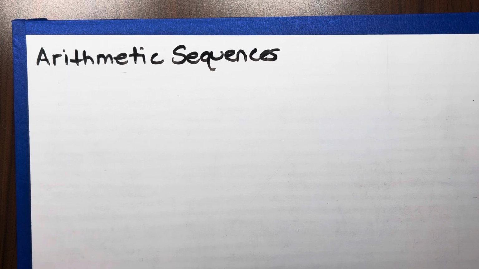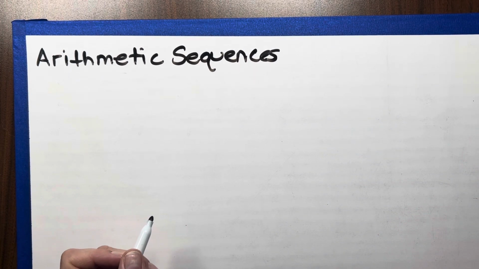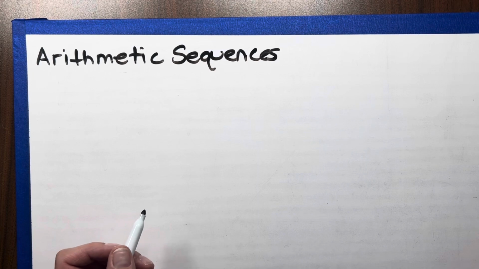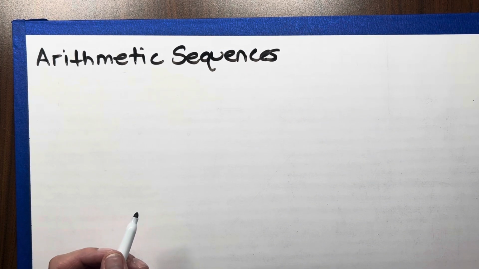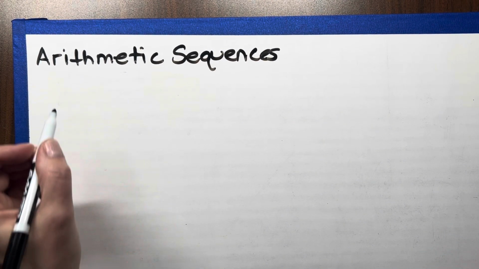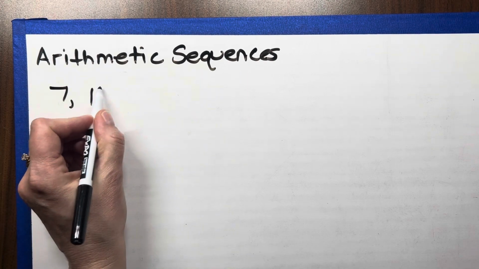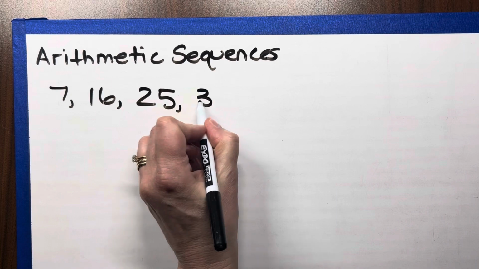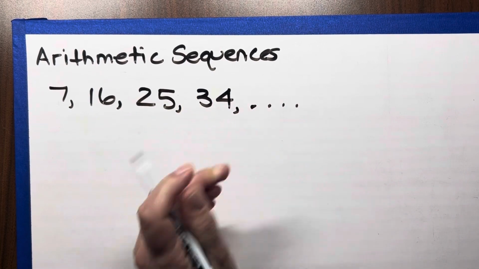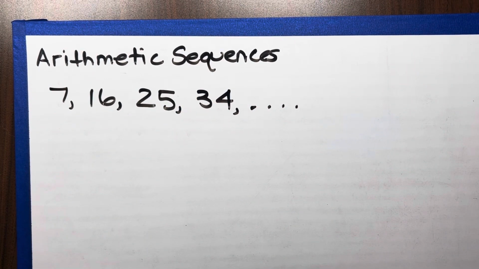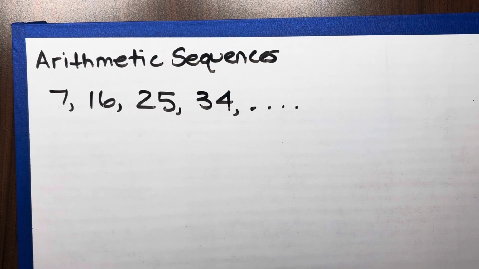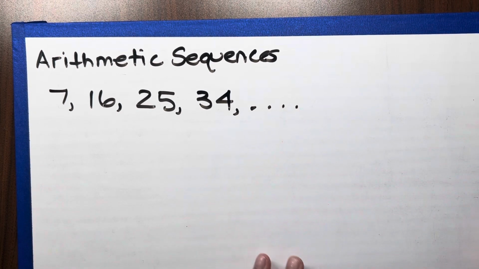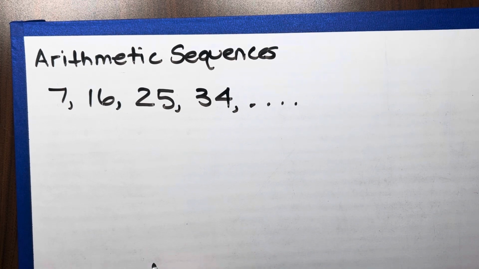Today's topic is going to be arithmetic sequences, and a sequence is just a string of numbers that are somehow related by the same pattern. So today we're going to talk about arithmetic. Here are the beginning terms in our arithmetic sequence: 7, 16, 25, 34. The dot, dot, dot means the pattern continues in the same way.